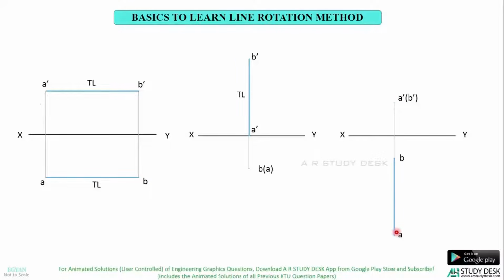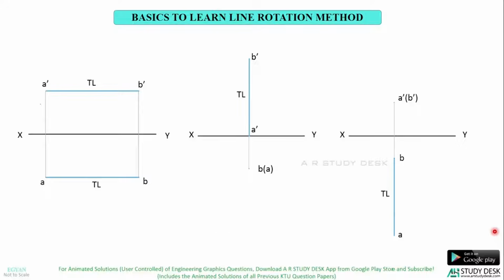Now is this top view the true length? Just look at the front view. The front view is parallel. This point is towards us, which means it is parallel to HP. So since the line is parallel to HP, you get the true length in the top view.